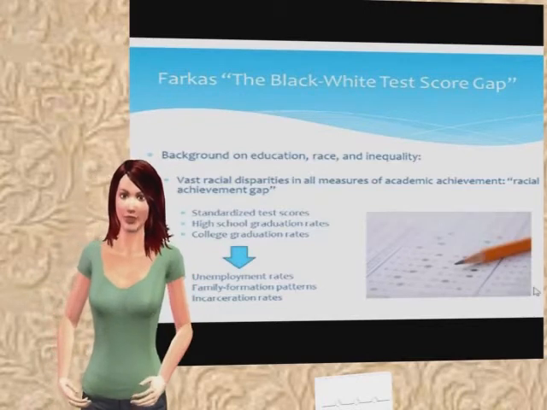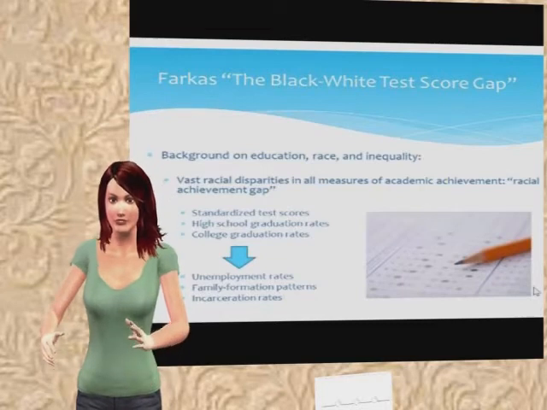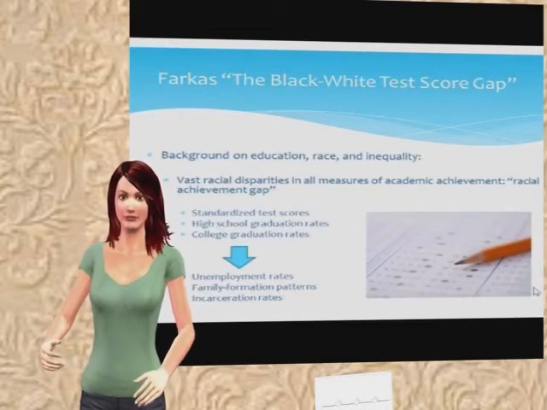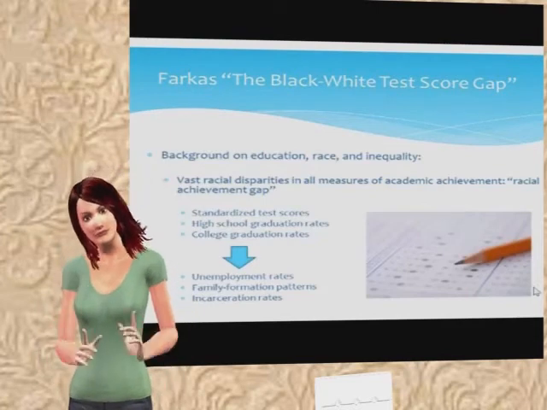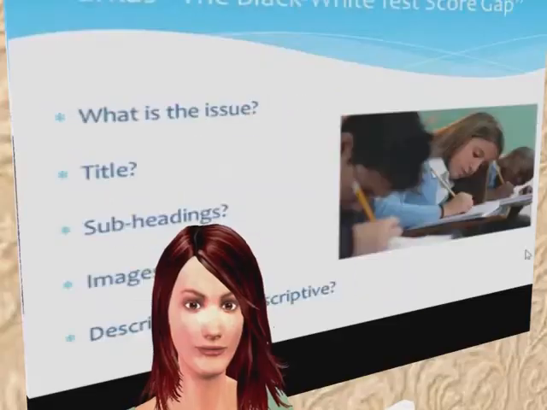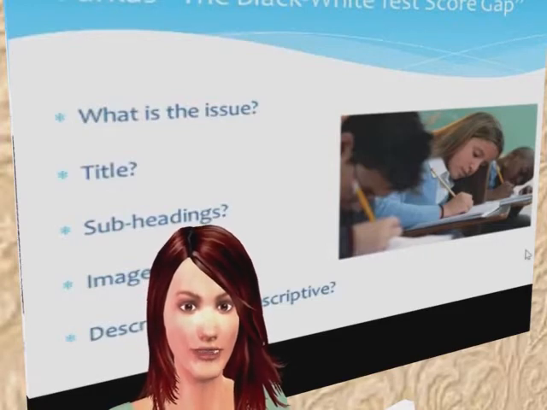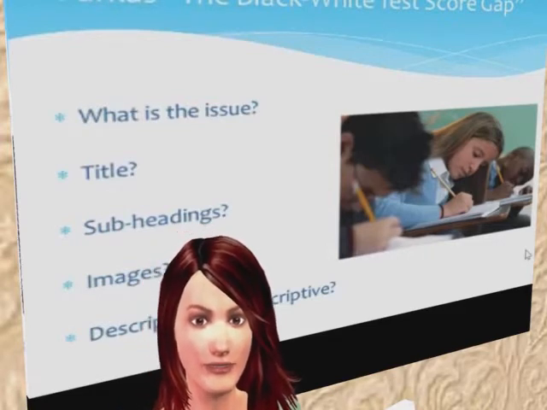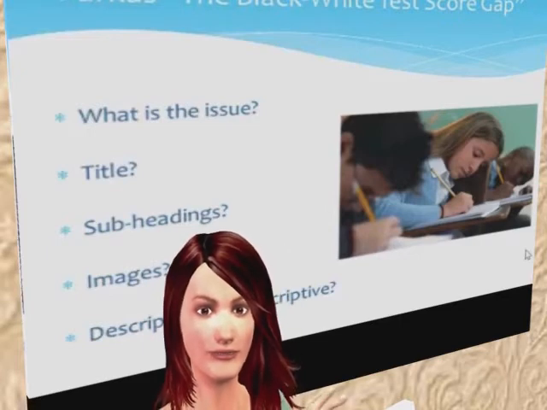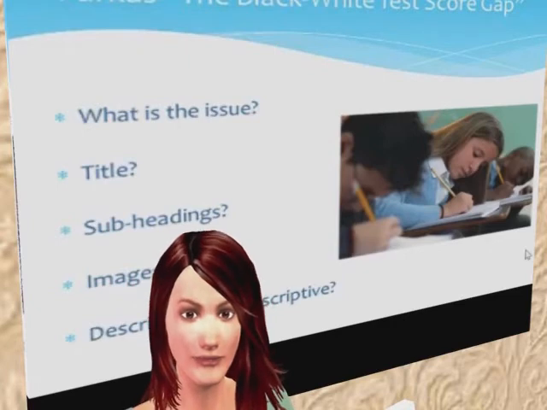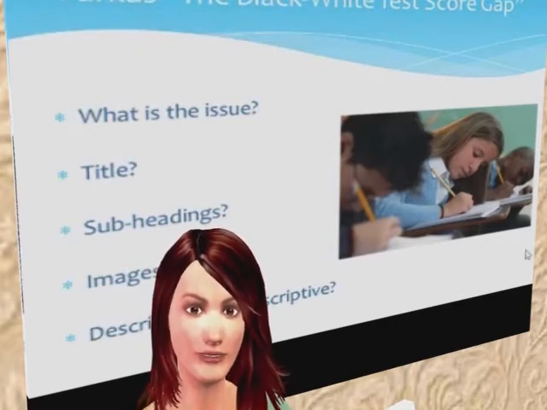And as Farkas talks about, a lot of these forms of social inequality do go back to very early differences in language development and test scores. So let's use this critical thinking skill we've just been talking about to identify the issue in this reading. So I'm going to walk you through it. So what is the issue here? Just what is Farkas talking about?